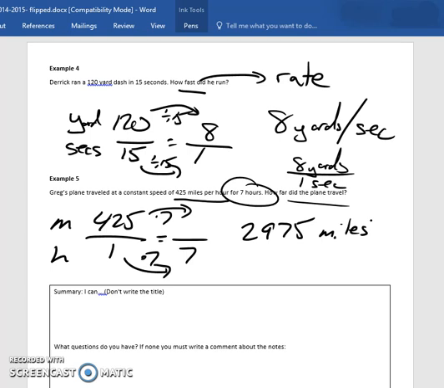That's it. That's what we've got for you there. So again, watch your labeling. That's kind of what we want to be watching for there.